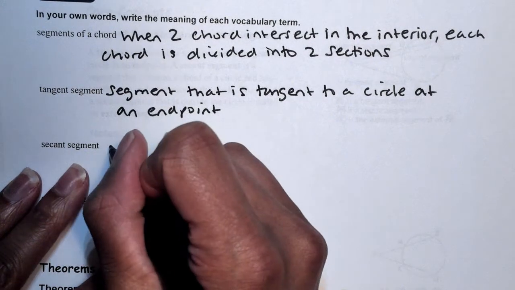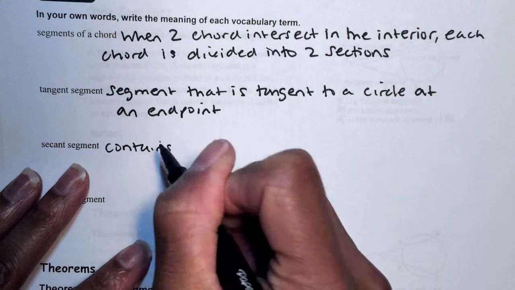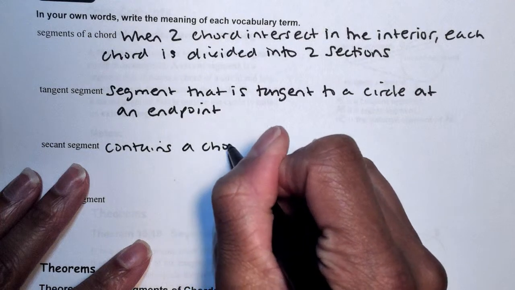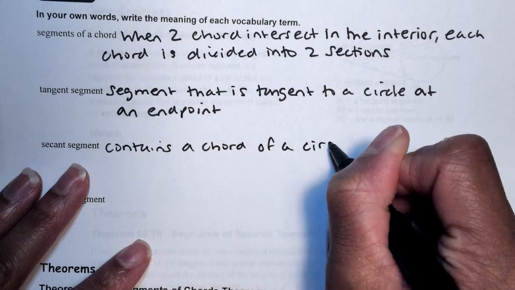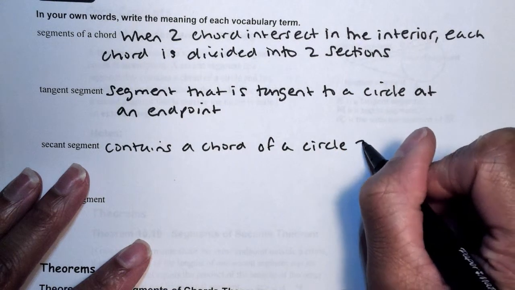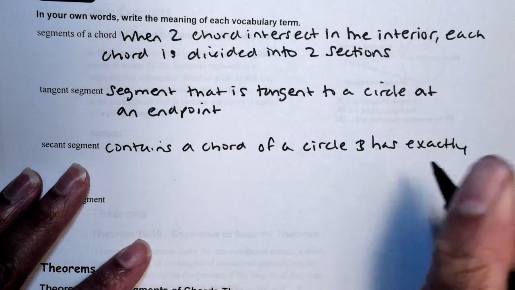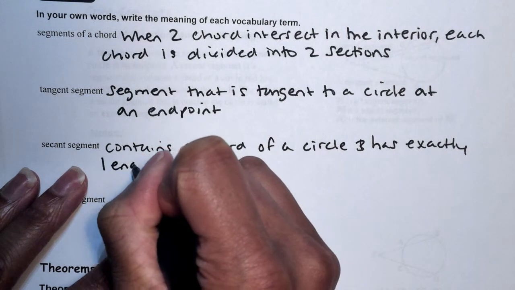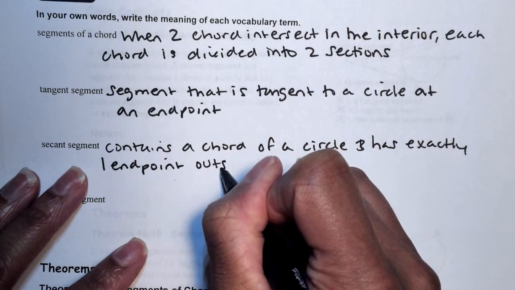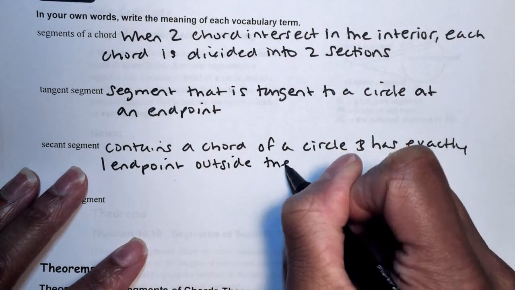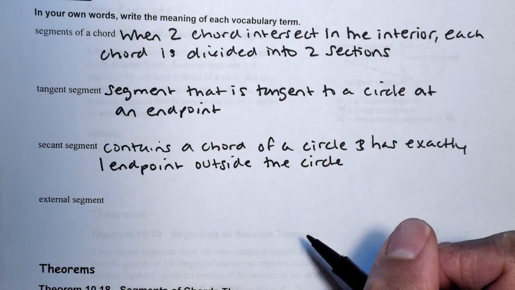So a secant segment, or a secant segment, unlike a secant line, this one has 2 endpoints. So a secant segment contains a chord of a circle and has exactly 1 endpoint outside the circle. So that is a secant segment.